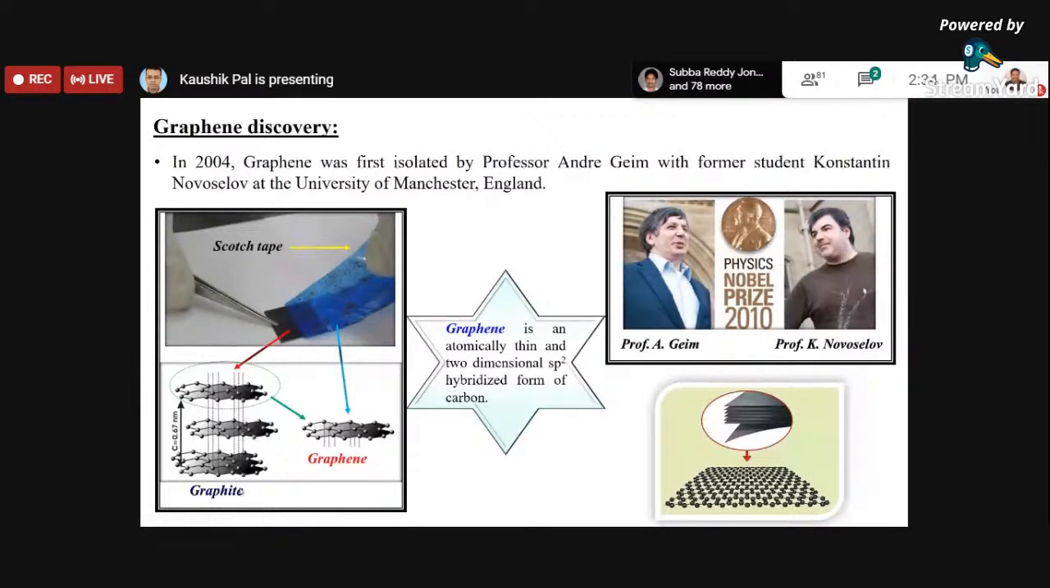So basically, you have graphite, which is nothing but the stacking of graphene sheets together. If you are able to take out only a particular sheet from there, automatically you get the graphene. So it is one sheet, whereas stacking is what forms the graphite. Graphene is an atomically thin, two-dimensional, sp2 hybridized form of carbon.